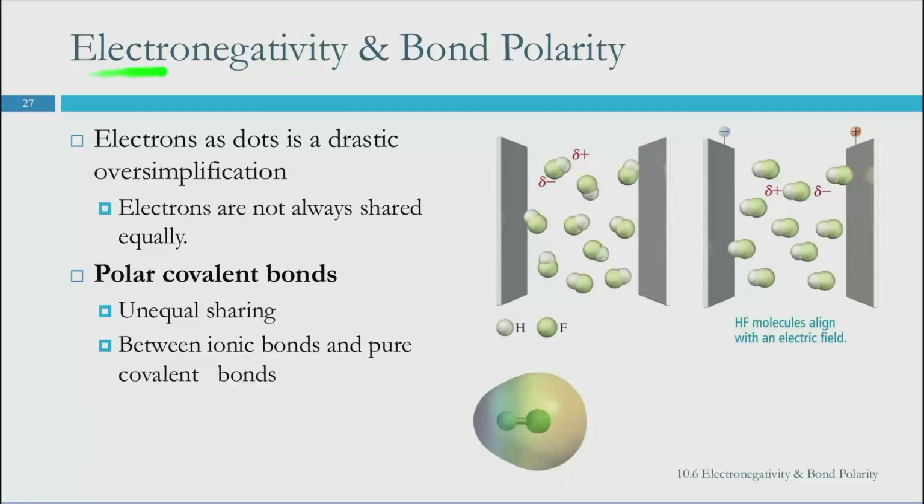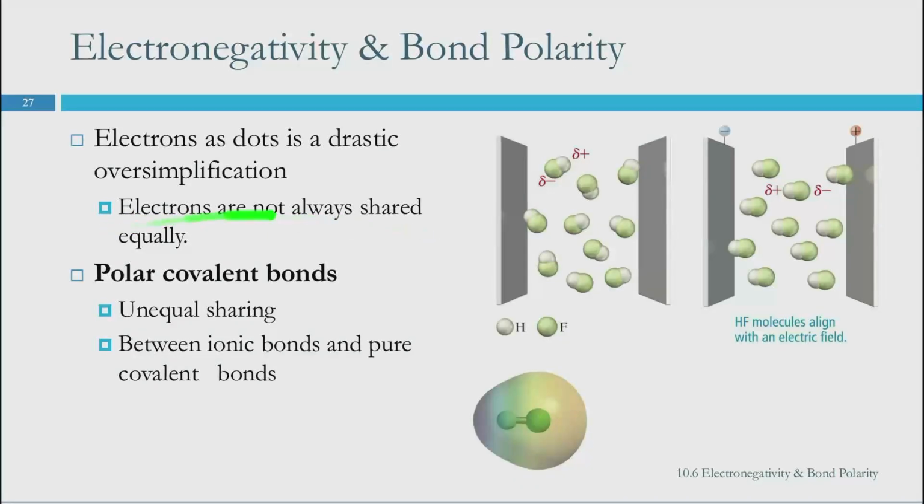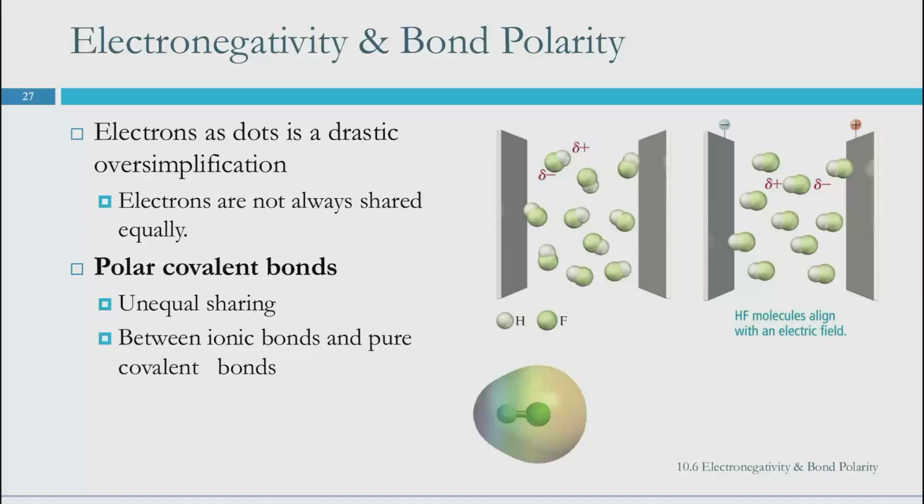We also have electronegativity. So electrons as dots is a very big oversimplification of what's actually going on. We've done some of the quantum mechanics stuff. We know that they're not actually just dots. We know they're not actually just sitting in one spot the whole time. They're not even just flying around in orbits. It's more complicated than that. As it turns out, sharing electrons equally is also not accurate. That's also an oversimplification. So we can ramp up our complexity very slightly.